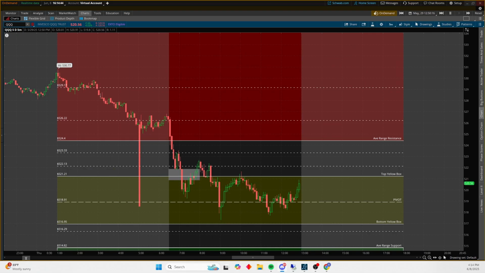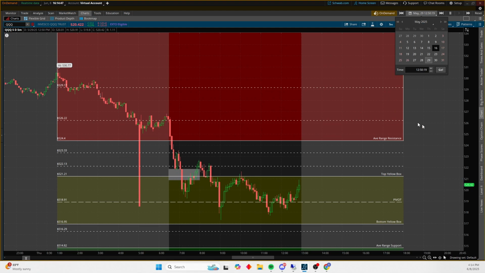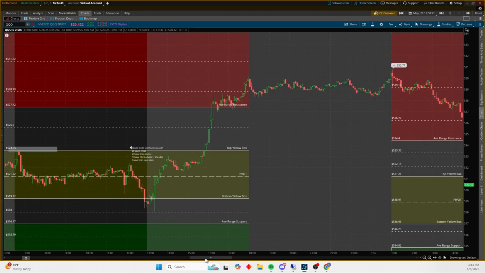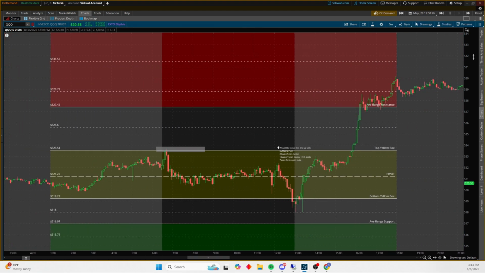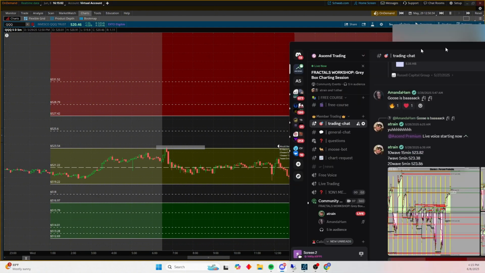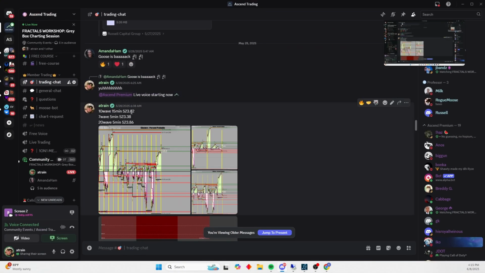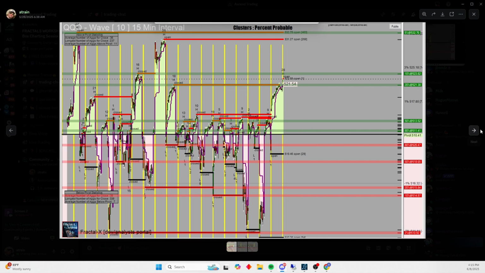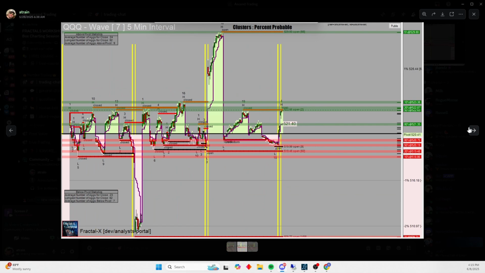Here's a pretty straightforward one. We go to just the day before, actually, right here. Again, the whole thing is we want as many confluences as possible, and one of those we can use is our yellow box. We had resistance at the top of the yellow box, and then on top of that, you can see on the 10-way 15-minute, we had 523.82, 7-way 5-minute, 523.38, and 20-way 5-minute, 523.86, right? And all I was doing was finding these 10% odds clusters on the 10-way 15-minute.